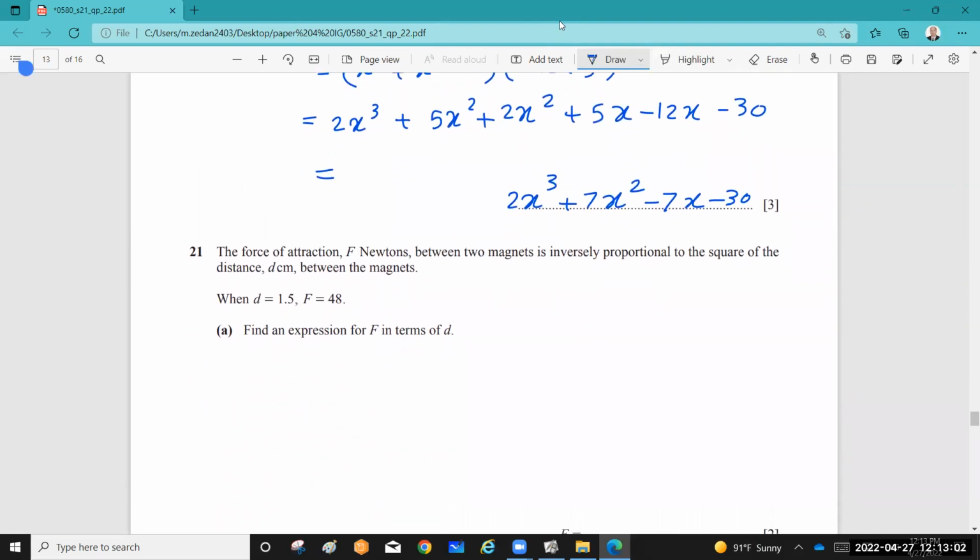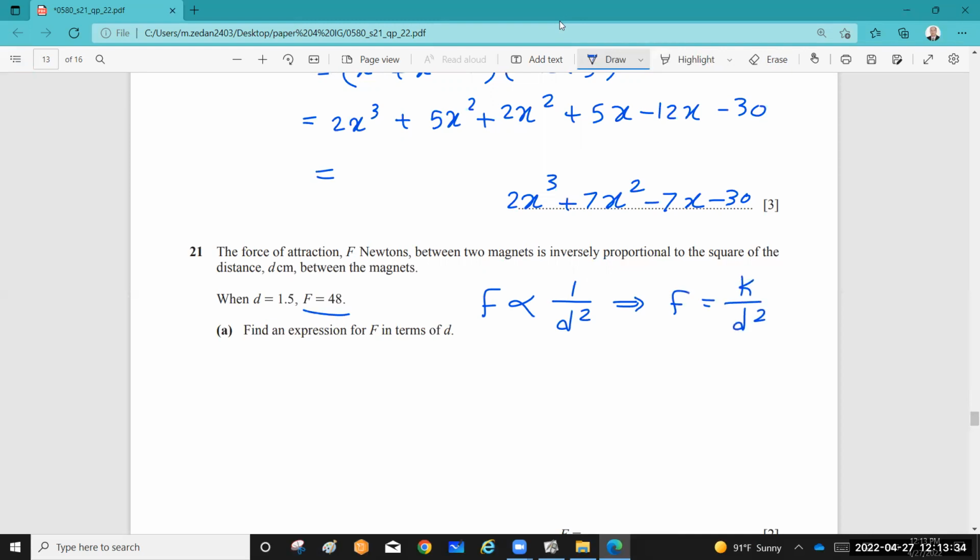The force of attraction F Newton between two magnets is inversely proportional to the square of the distance d centimeter between the magnets. When d equal and f equal, find an expression for f in terms of d. First of all, f inversely proportion means directly proportion with 1 over square of d means d squared. So just write f equals k over d squared.